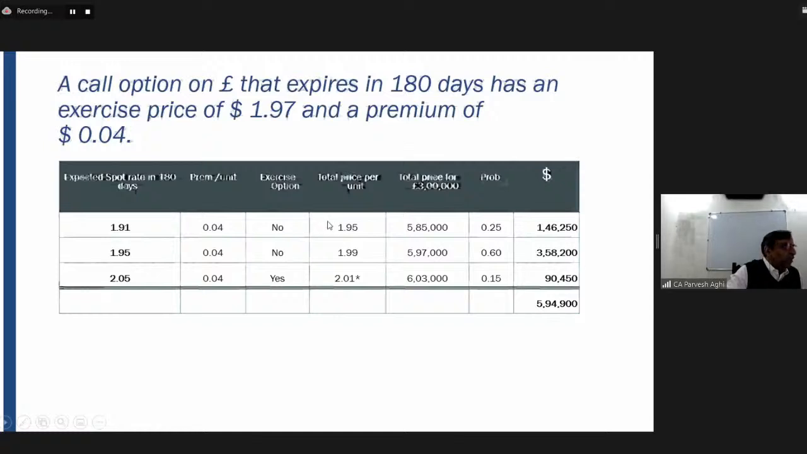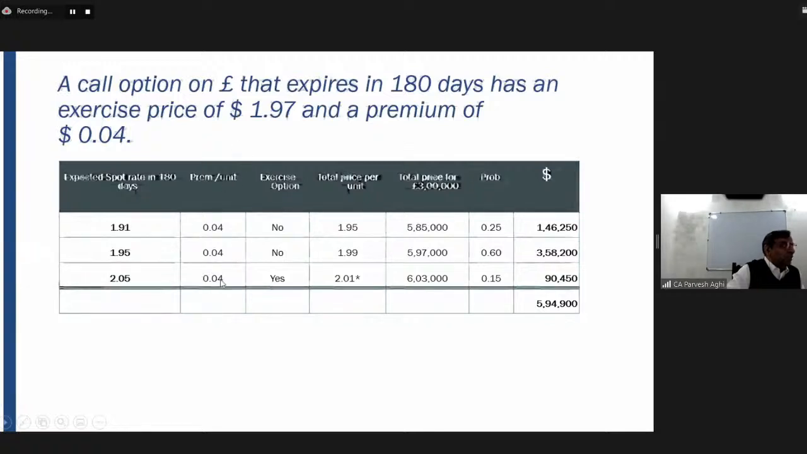Okay, then we come to the last one, which is very important. Here, what happens is the pound has closed at 2.05. Now you're making profits. How much profit? 2.05 minus 1.97, 8 paisa you're making a profit. But you have paid a premium for.